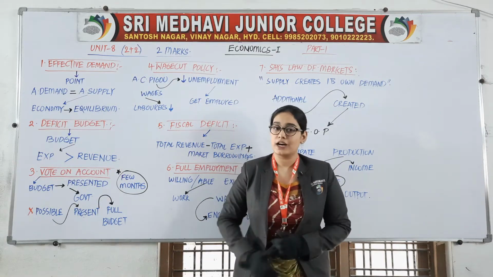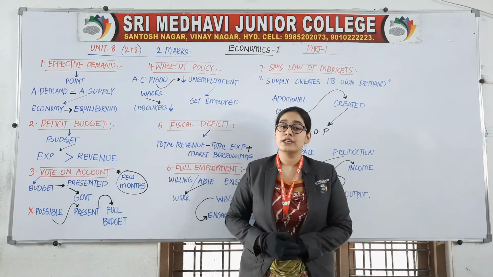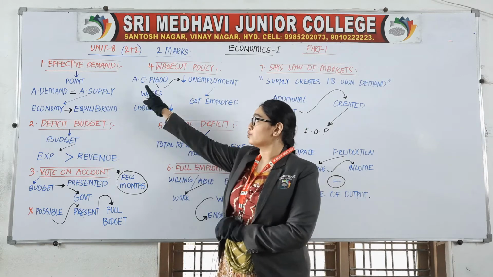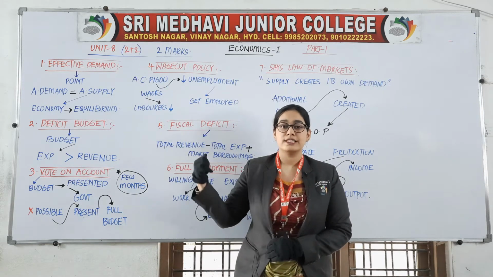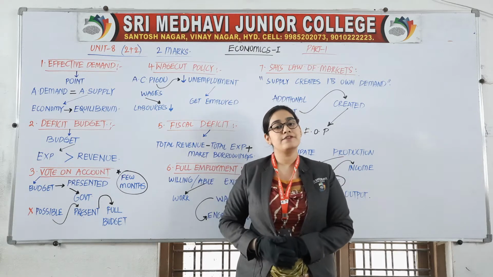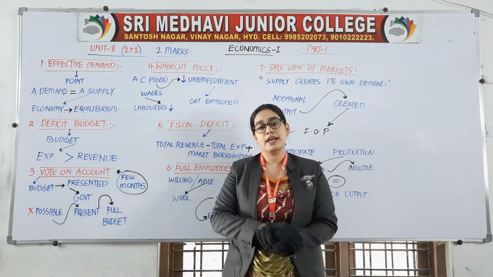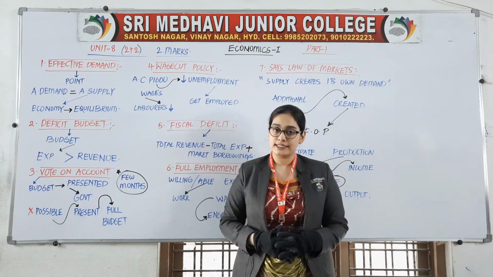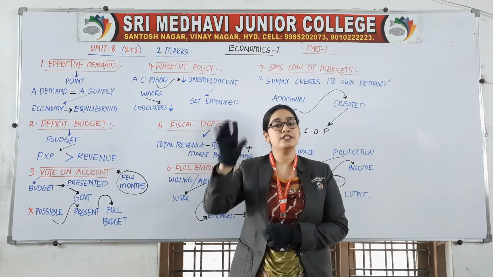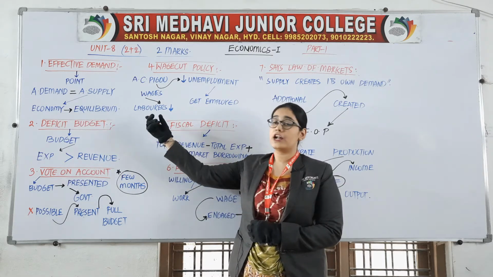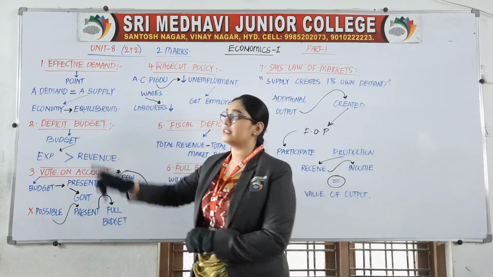Today we are going to start unit number 8, and from this unit we are going to get two marks very short concepts. So we need to prepare some 19 very short concepts. Out of those 19 you are going to get 2 very short concepts from unit number 8 in your economics section C. Now let us start with our first very short concept, that is effective demand.